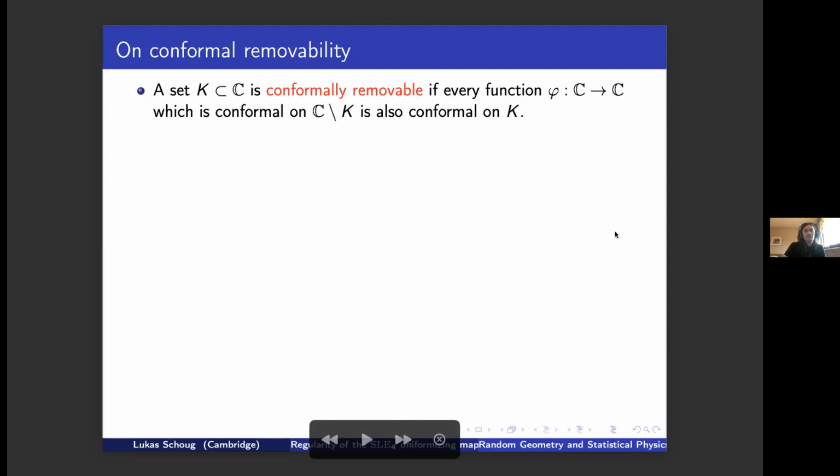So before moving on to SLE8, we take a quick detour because the next result is also for SLE4, and it concerns conformal removability. And before anybody gets too excited, no, we have not proven that anything is conformally removable or that it is definitely not conformally removable. That would be very nice, but we haven't done that. But first, we define a set K in the complex plane to be conformally removable if every function phi from the complex plane to itself which is conformal outside of K is also conformal on K. So in a sense, this says that the set is not too big because it cannot influence the conformal map too much.